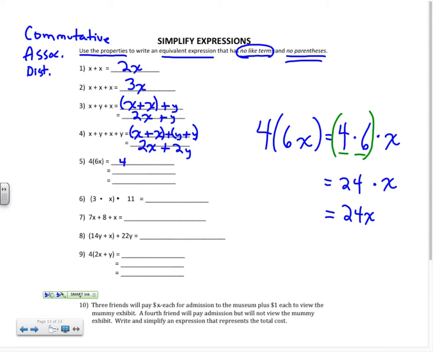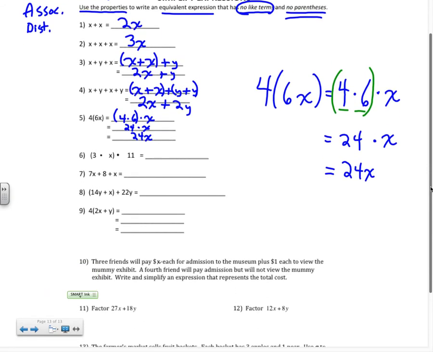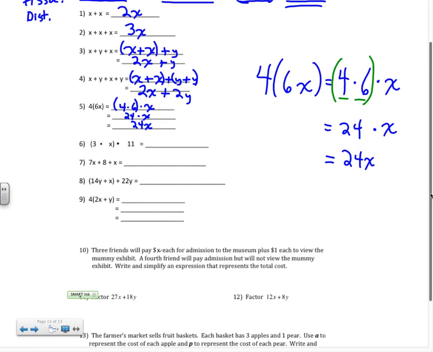So again, I called this 4 times 6 times x. I grouped these two. I multiplied the grouping. And then I put my 24 and x together because I know a number and a letter together mean multiply. All right, the next three I only gave you one line to do because hopefully by this point you can kind of think about these things in your head without having to show every single line.